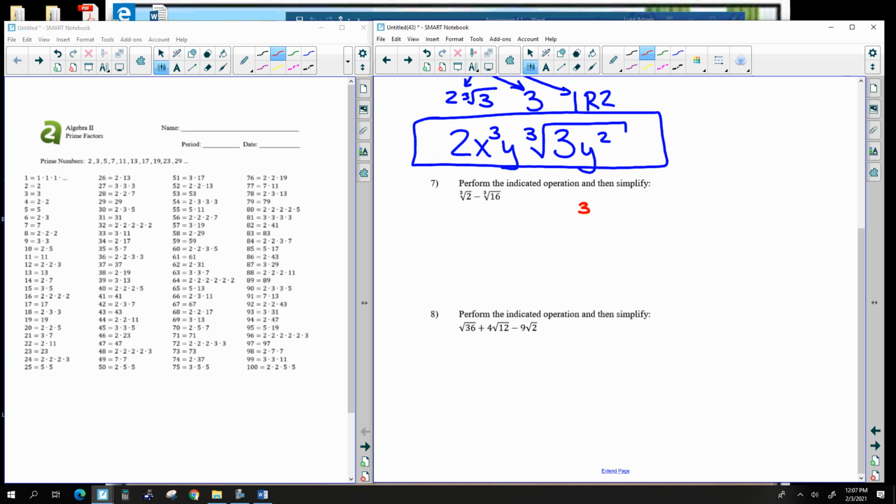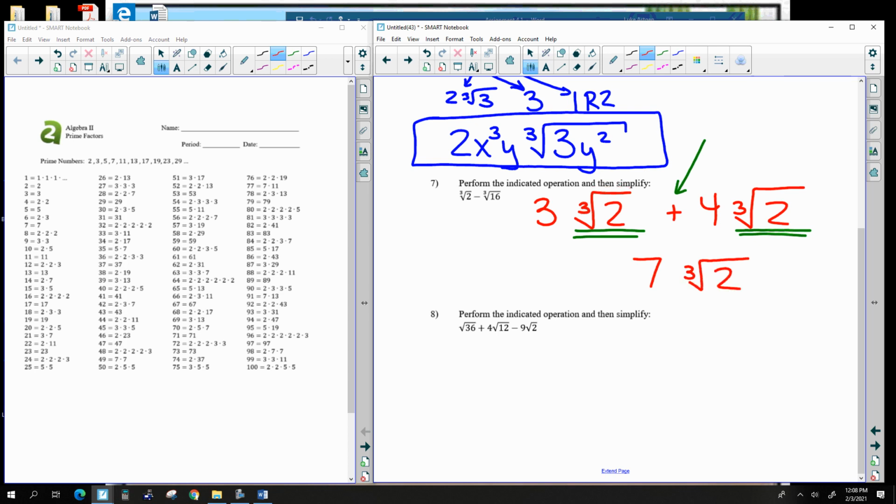Let's say I have 3 cube root 2, and I want to add 4 cube root 2. All right, so as I said, the roots inside have to be the same to allow you to add or subtract. So because the roots are the same, I add that outside number. So 3 plus 4 is 7. But the inside does not change. It stays whatever it is. So 3 cube root 2 plus 4 cube root 2 is 7 cube root 2.